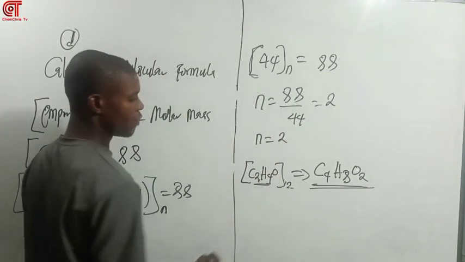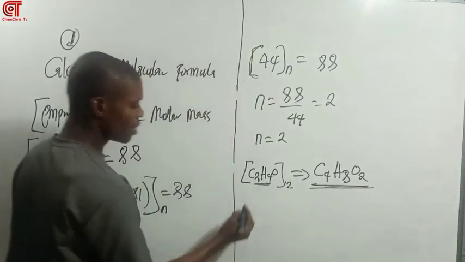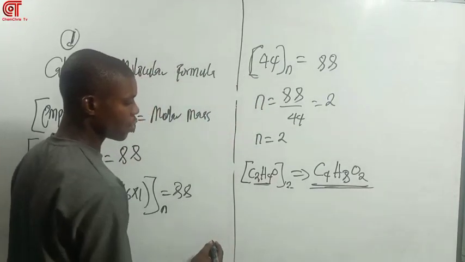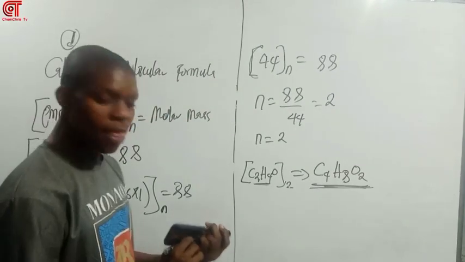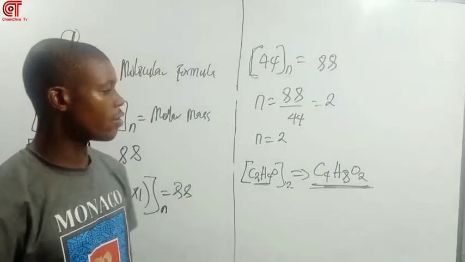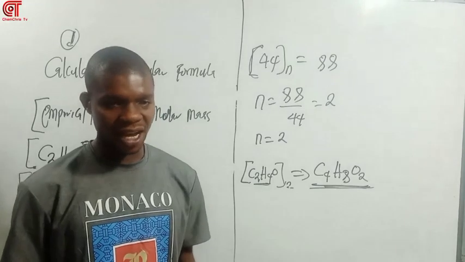This is my molecular formula. This is the empirical formula. This is the molecular formula. This is called the simplest ratio. This is called the actual ratio. So this is how to solve molecular formula and empirical formula.